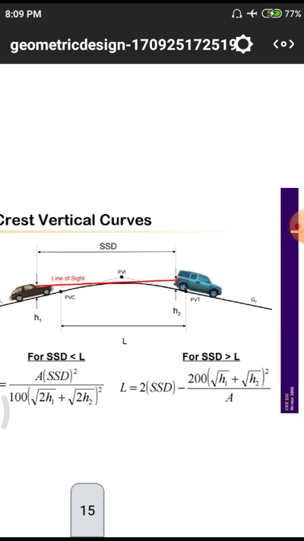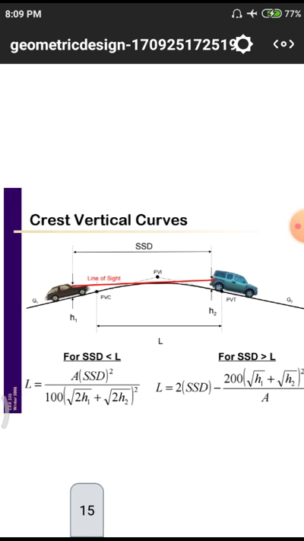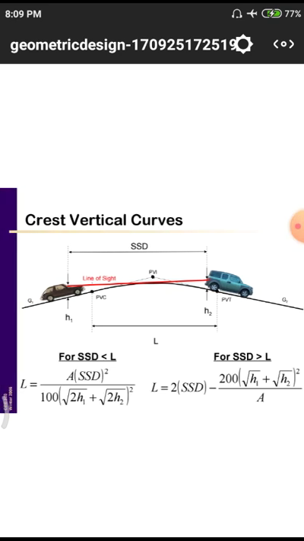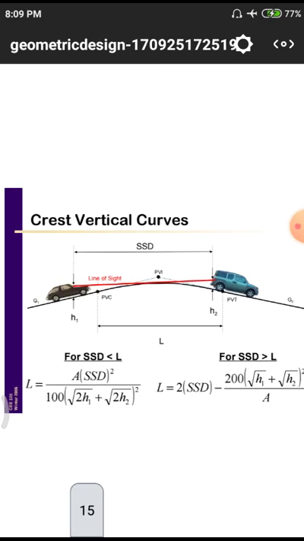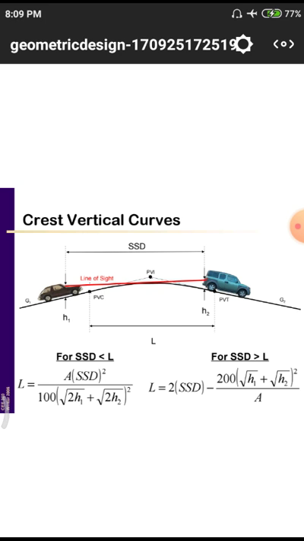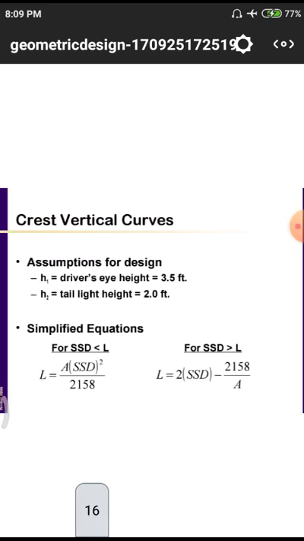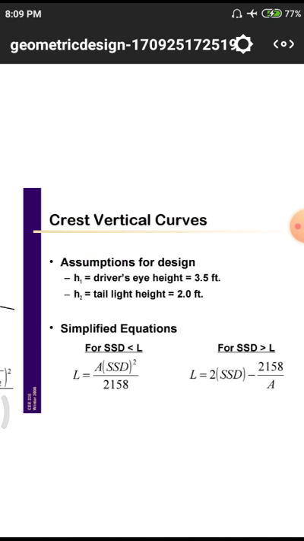That means in the previously we are having this H1 and H2. Okay, by calculating those H1 and H2 at different locations as per IRC prescriptions, we have to follow those heights simply by substituting those, and A is the normal length between the 2 points. Where A equal A into SSD square by 2158.